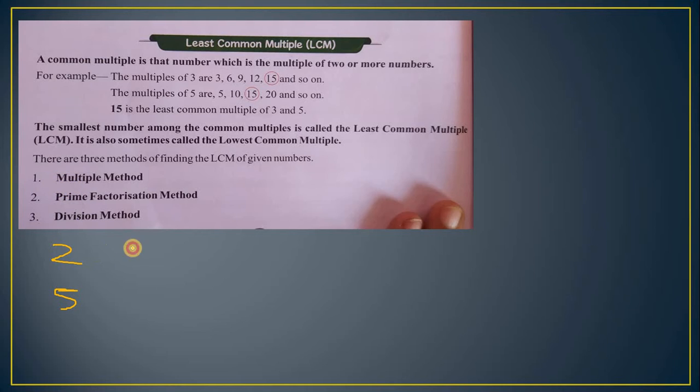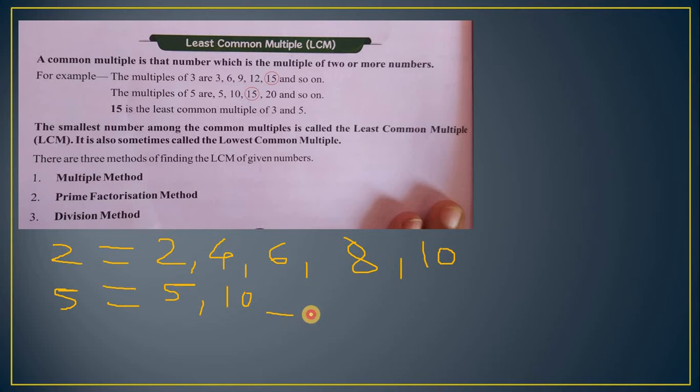So first you can calculate this by using the multiples method. You have to write the multiples of 2. Multiples start with 2, next is 4, 6, 8, 10. These are the multiples of 2. So what about the multiples of 5? 5, 10, and so on.